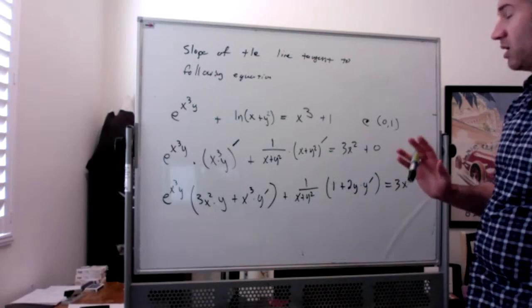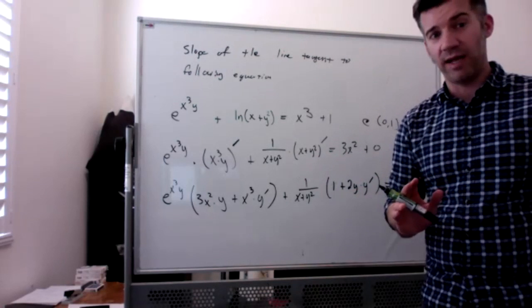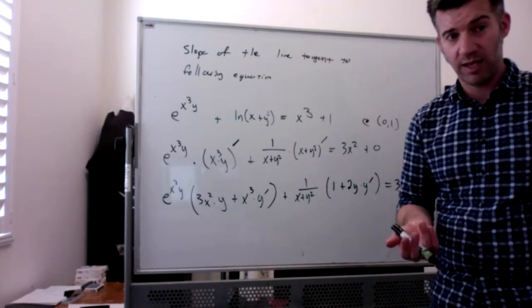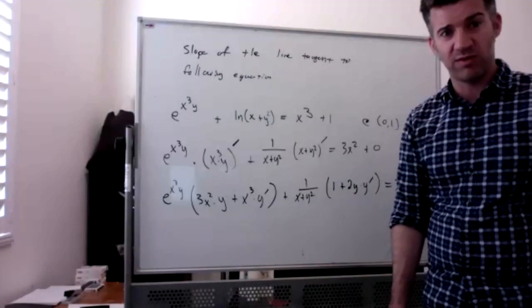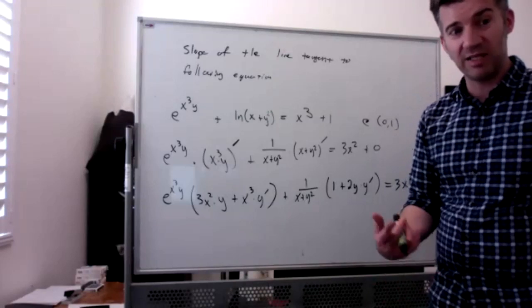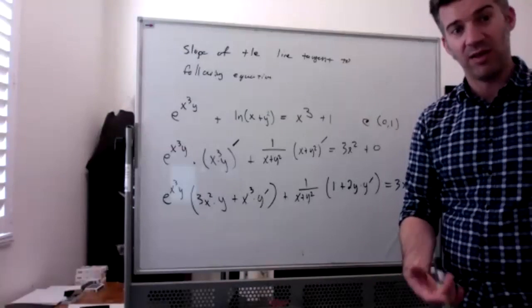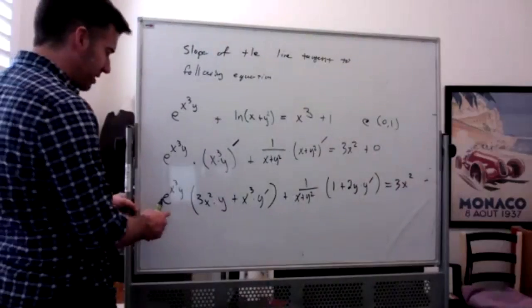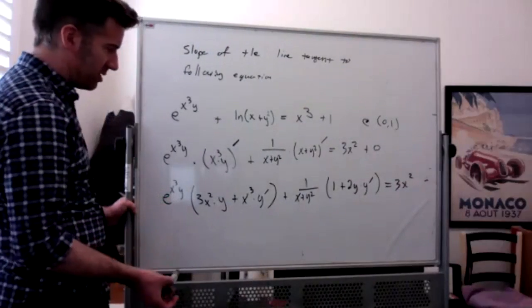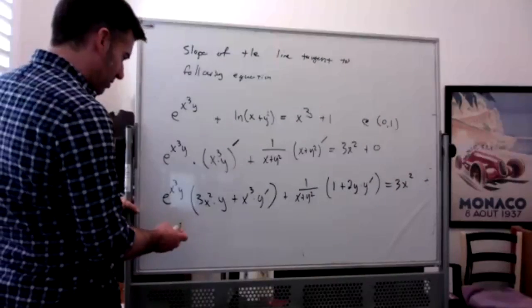Okay, here's the thing to know if you're finding the slope of a tangent line at a particular point. You don't actually have to solve this for y prime in terms of x and y. You can plug in 0 for x and 1 for y and then solve for y prime. That's actually going to make things a lot easier. If you're plugging in 0 for x and 1 for y, anything that has an x in it is going to go away.